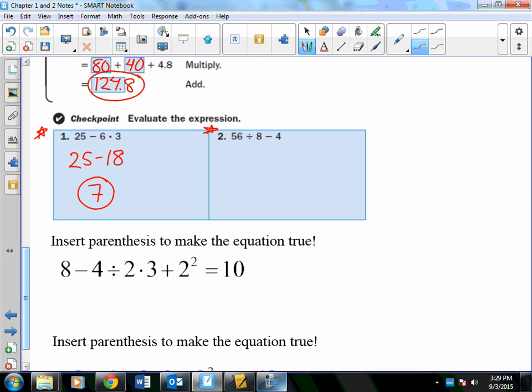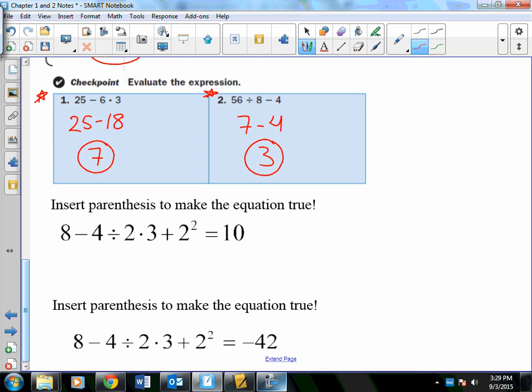Cool. Over here, I have division and subtraction. Division's first. 56 divided by 8 is 7. 7 minus 4 is 3. Shouldn't be any troubles. These ones down here are a little bit of challenge questions.